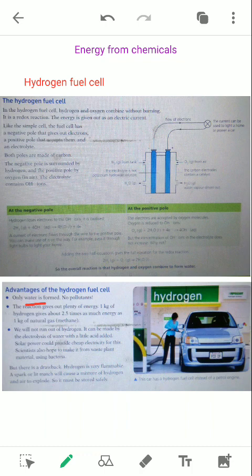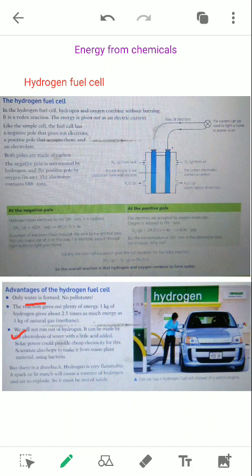This is a good fuel because it produces a huge amount of energy in the form of electrical energy. Other than that, hydrogen can be produced easily from water, so you can produce hydrogen again and again to be used as fuel.